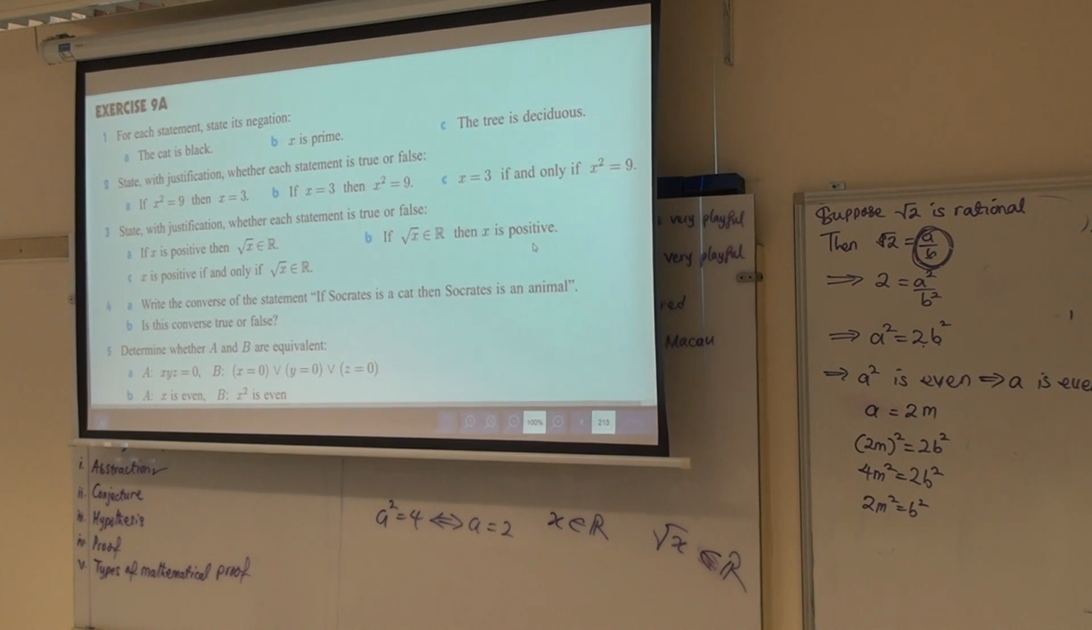So if this is true and this is true, can we say C is true? Because that is just the combination of both, right? So A implies B, B implies A, then A if and only if B. Does that make sense? Let's see. Write the converse of this statement.